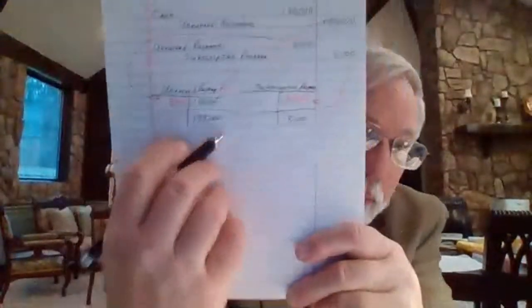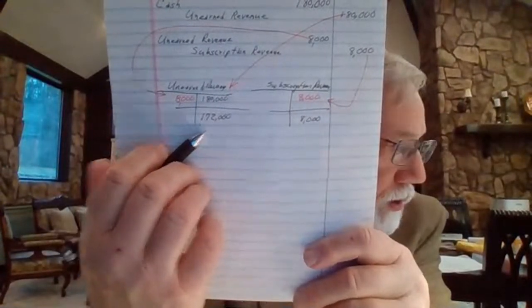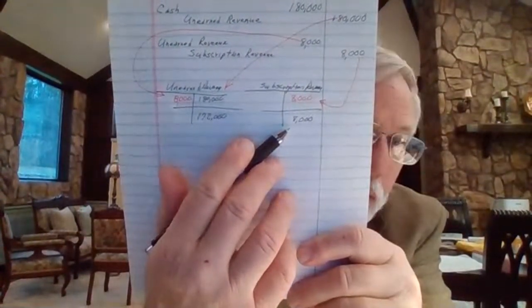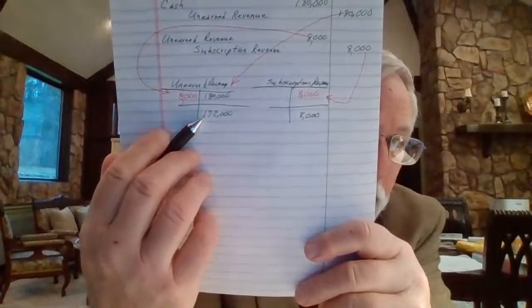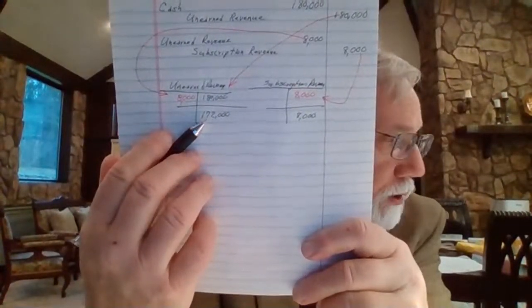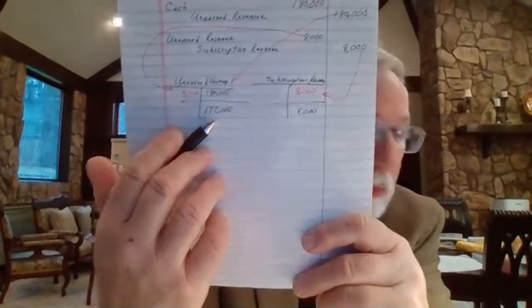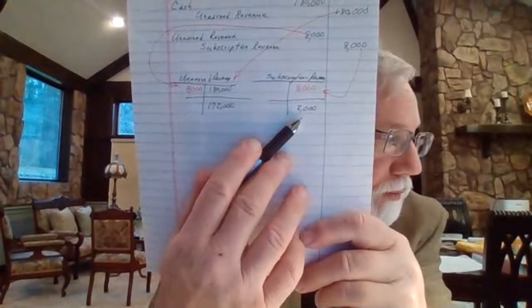Now we have to figure out the balance of those accounts. So when we get done with that adjusting entry, our balance in the liability account is $172,000, and in the revenue account, $8,000. This has a credit balance because we still owe our subscribers $172,000 worth of the magazines. Here we have the revenue of $8,000 being earned, credit balance.